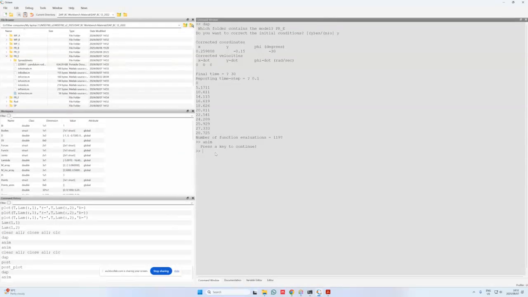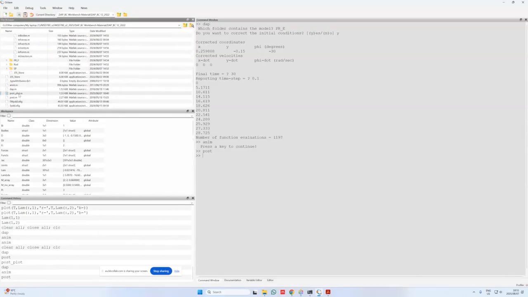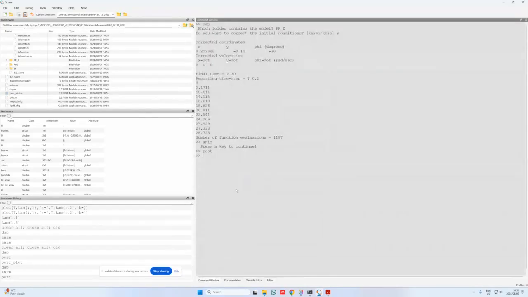Now, I think I'm going to leave the results as is, and see if 0.1 reporting time step is fine enough. But I can now just type in post. And now I just want to go to my post plot over here. I'm going to uncomment figure 6. And I can now run post plot and see what happened to the results.